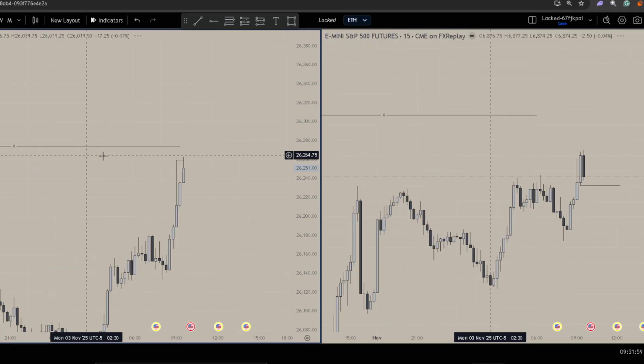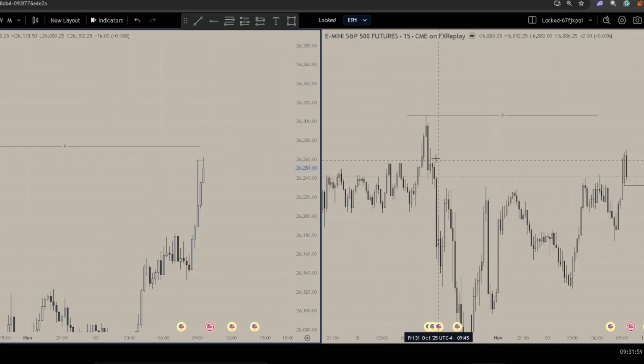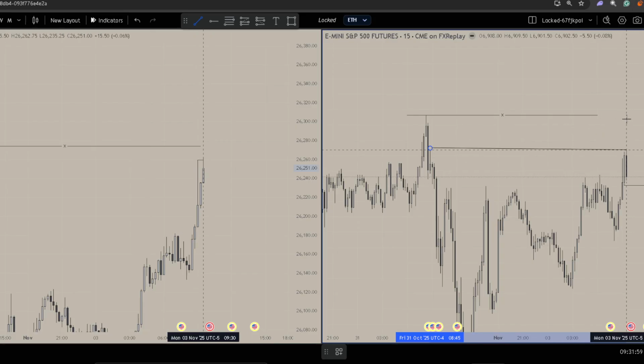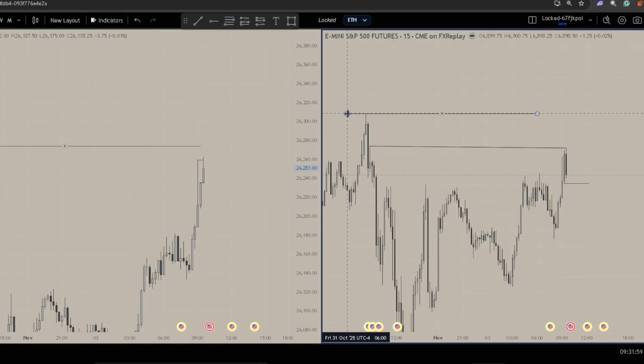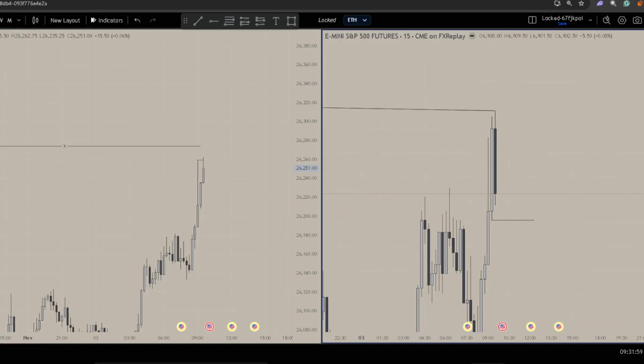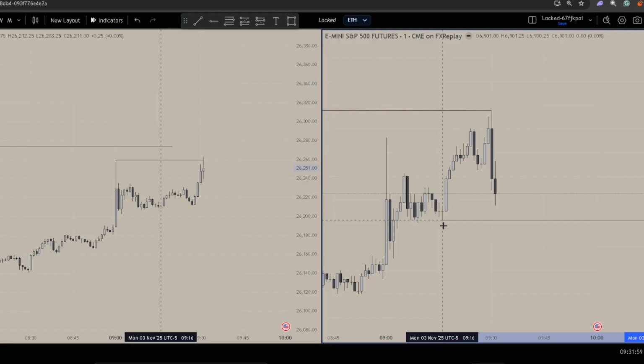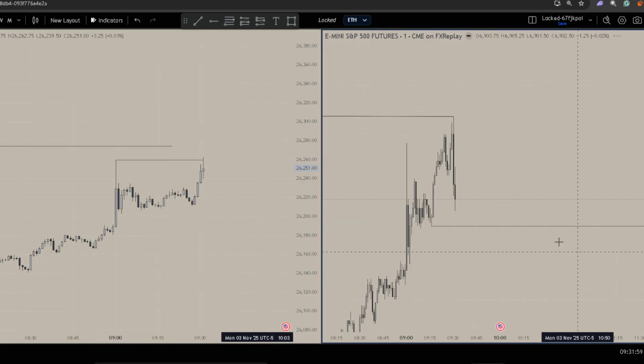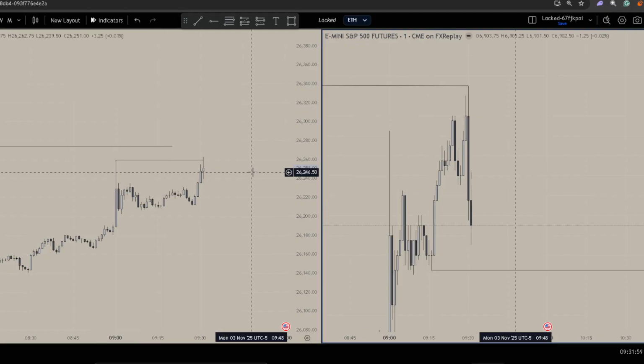Okay, so nothing just yet. Let me see. I do have this SMT right here, but I'm gonna be careful. I'm not just gonna pattern trade this because there's an SMT. I'm gonna wait a little bit. Boom. Because like this right here, let me show you.